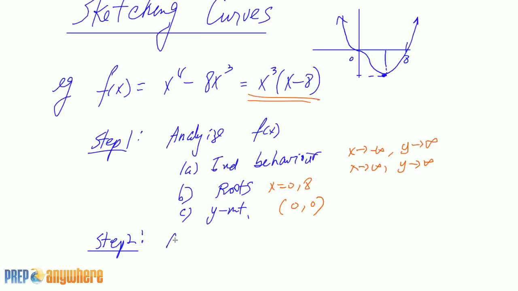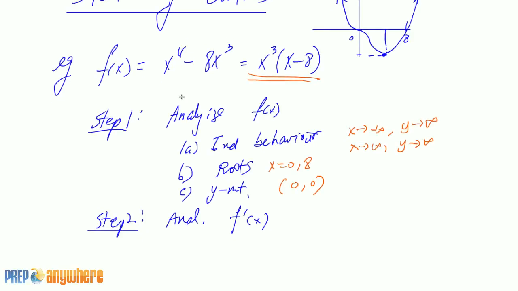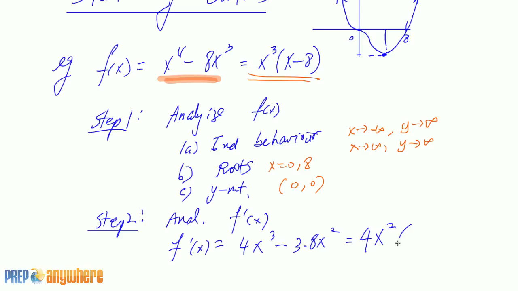Step 2 is to analyze the derivative function. So this is easier to differentiate. I'm going to pick this one and differentiate that in the expanded form. So 4x cubed minus, I guess, 3 times 8 x squared. Factor as much as you can. 4x squared, and you get x minus 6, right?